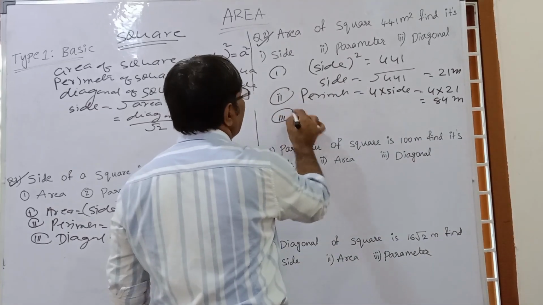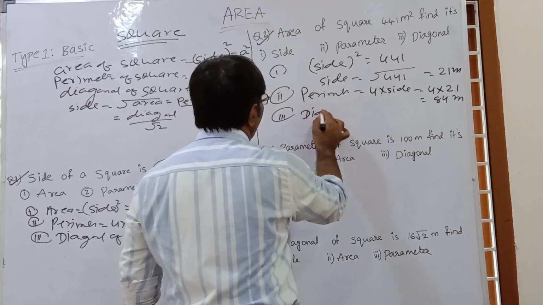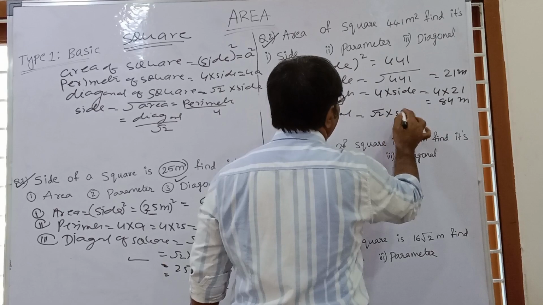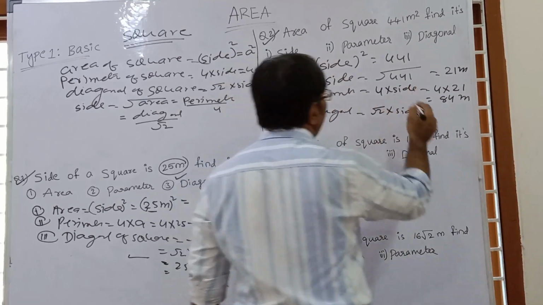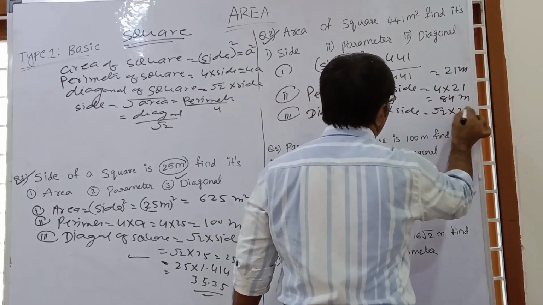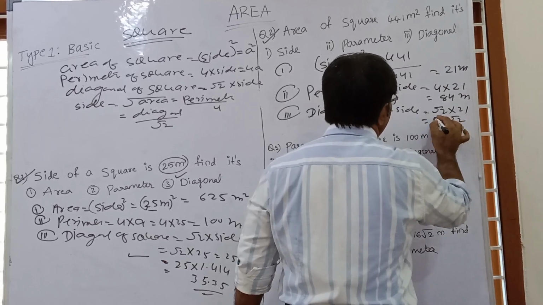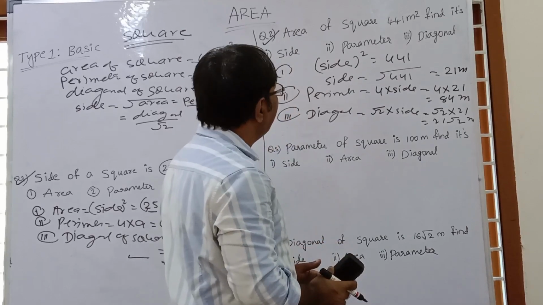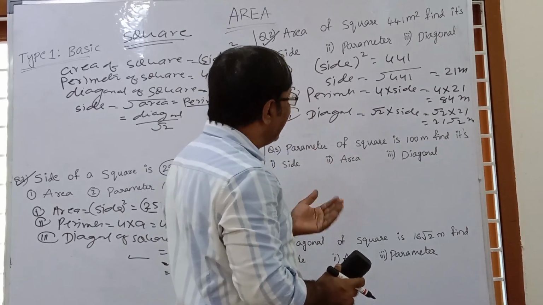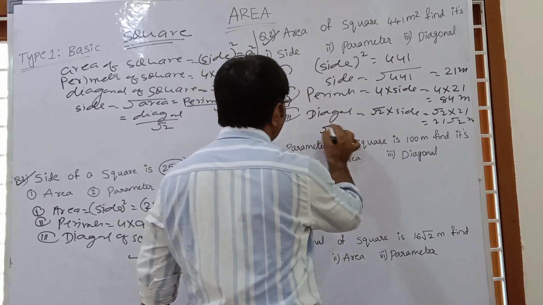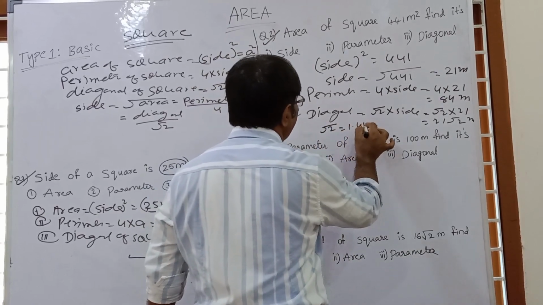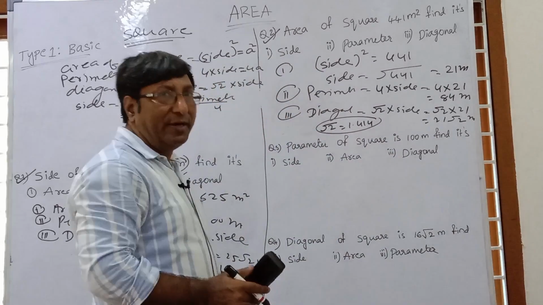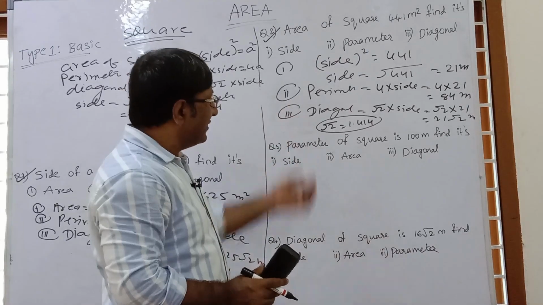And the third part is what? Diagonal. So you know the formula for the diagonal of a square: root 2 into side. So here the side is 21. So root 2 into 21, that is 21 root 2 meter, is your correct answer. So this is the right answer. If the answer is required in decimal, you can use this technique: root 2 equals 1.414. You multiply this number by 21, you will get your answer in decimal.